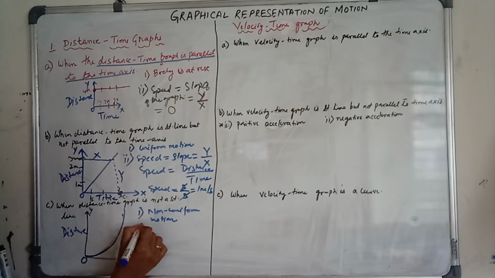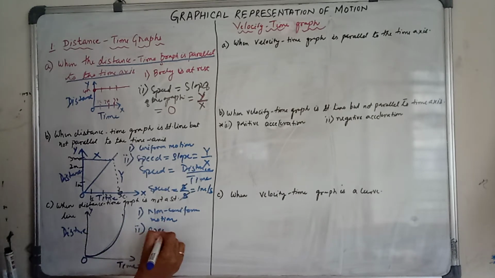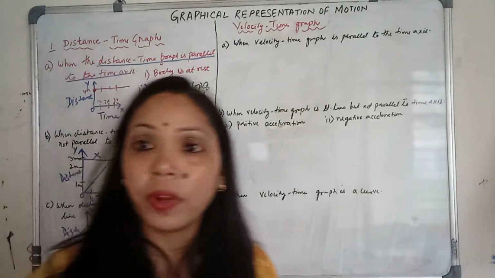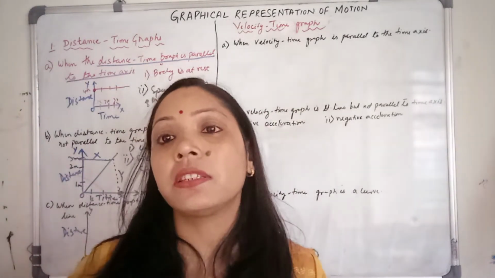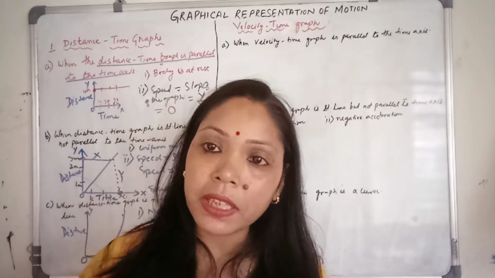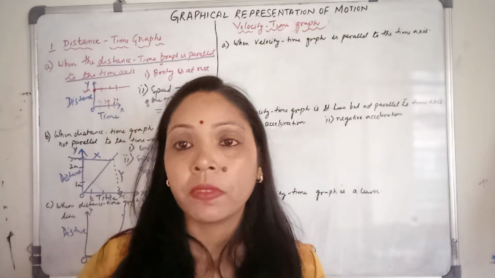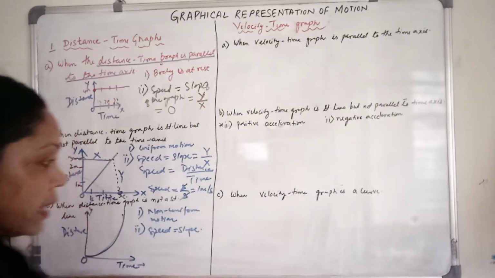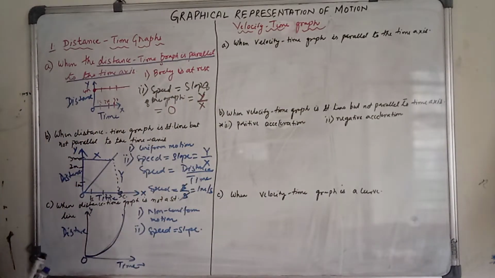Now second conclusion, you have to find speed. Now you have to find the slope. The question is, how can we find the slope? Since it is not a straight line, it is a curve. Curve means non-uniform motion. We can find the slope here also very easily. Just draw the tangent at any point like this.